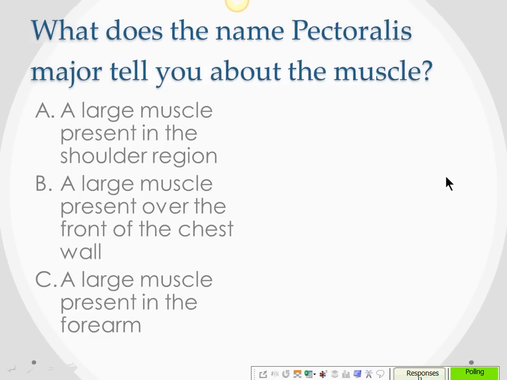Okay, so I did go over this. What does the name pectoralis major tell you about the muscle?